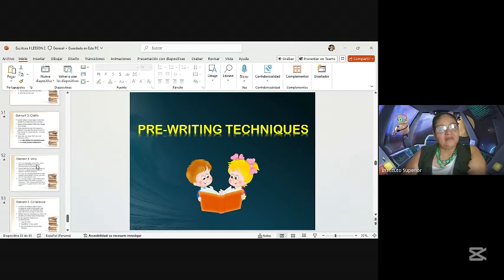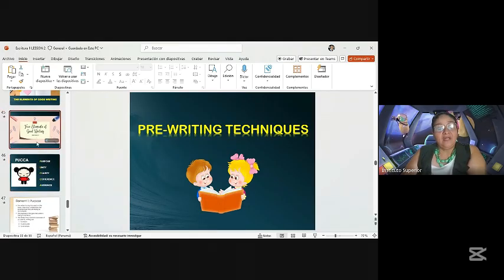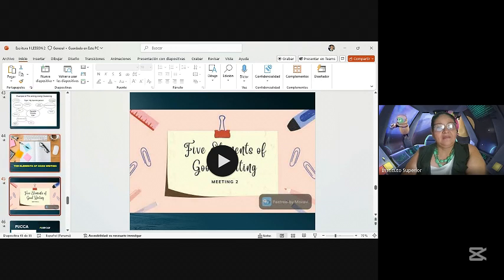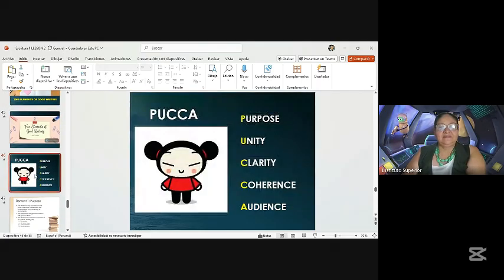I already explained the pre-writing techniques. We don't have time to explain this, so I'm only going to mention the elements. Next class, I'm going to explain this. Elements of good writing. Good writing has 5 elements. And I call these elements PUCA. Purpose, unity, clarity, coherence, and audience. I said PUCA in order to memorize.